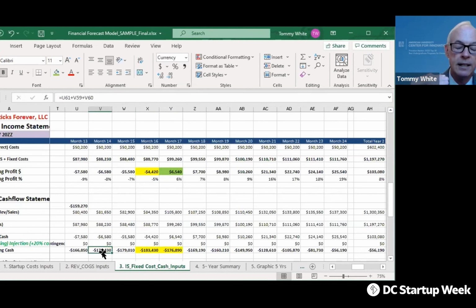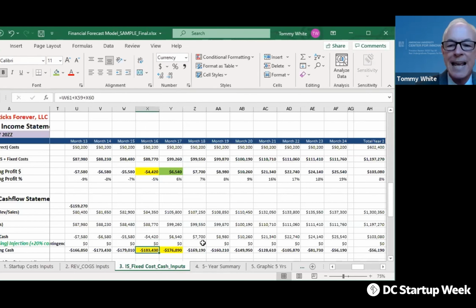We have been losing money every month. Our negative cash flow has been getting bigger and bigger and bigger, up until a point here where it starts to go down now. We go from negative 179 to negative 183 to negative 176, negative 169, negative 160, and so on, because now we're bringing in profits to help us pay for this, to use that money that brings our negative number down. So what's important for us as startups is we've got to fund this number.